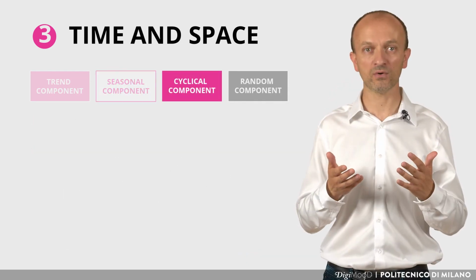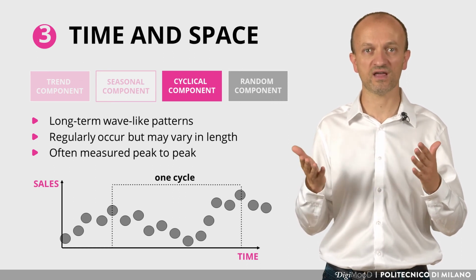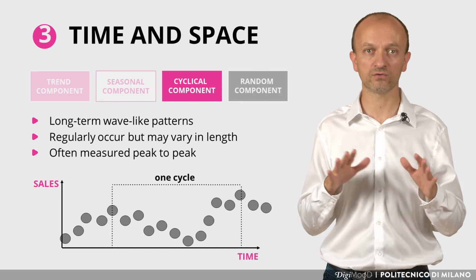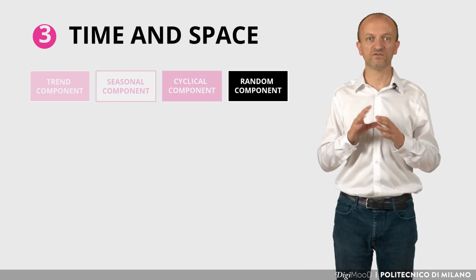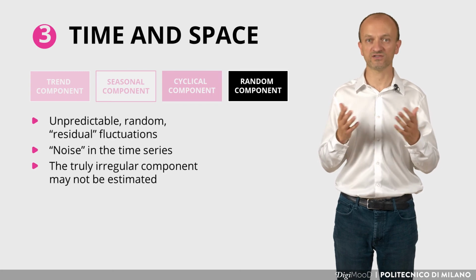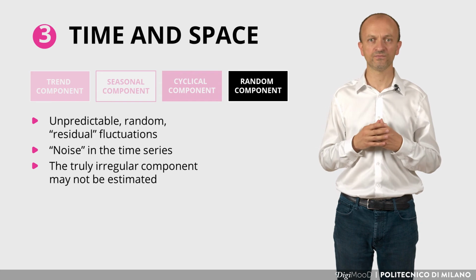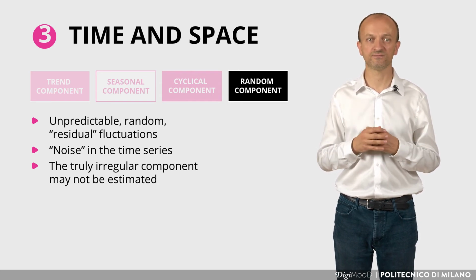The cyclical component is again a repetitive wave pattern with longer-term dynamics and sometimes lower regularity. Finally, the random or residual fluctuations are the rest of the signal, obtained by removing all the other components. This is the hardest part to understand and estimate.